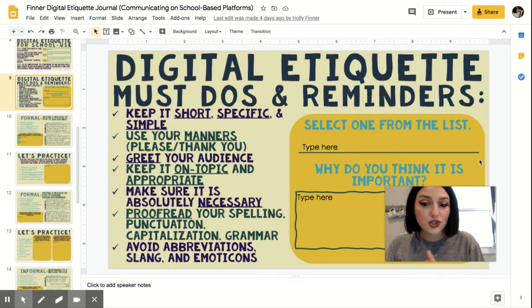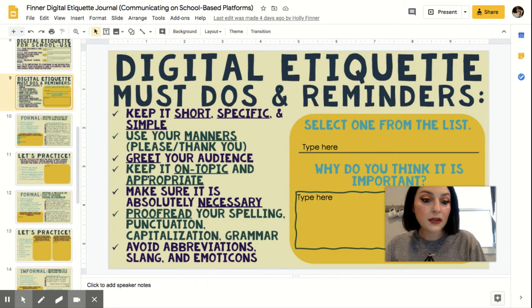Number 1, keep it short, specific, simple. Cannot stress that enough. Use your manners. Teachers always love to hear please and thank you, and so do your classmates. Greet your audience. So say someone's name, get to know each other's names. Even though we may never see each other face-to-face if you're remote, it still means a lot, and it's very impactful to use people's names.